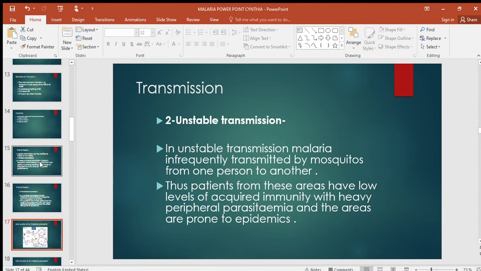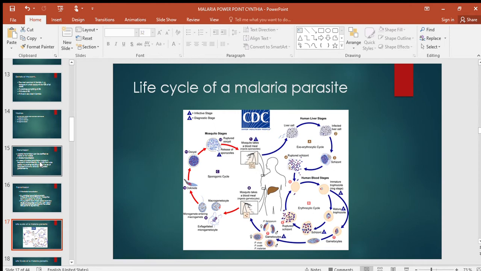Now let's go on to look at the life cycle of a malaria parasite. It is important to know that the life cycle of the malaria parasite takes place in two hosts, that is, in the human host and in the mosquito. In the human host, the parasites multiply asexually, while in the mosquito, that's where the parasites reproduce sexually.